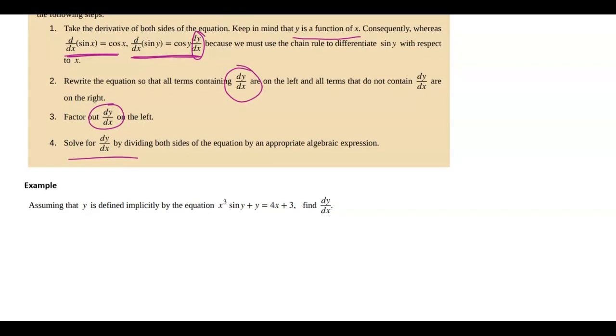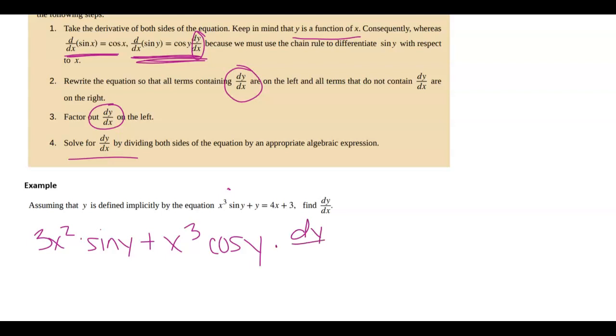All right, so I have x cubed times, there's a multiplication between these, sine of y, plus y equals 4x plus 3. So the derivative of that first piece, x cubed times sine y, I need to use product rule there. So derivative of the first times the second plus the first. Now the derivative of sine y, notice up here, is cosine of y, and then I need to multiply that by y prime, or multiply that by the derivative of y with respect to x.